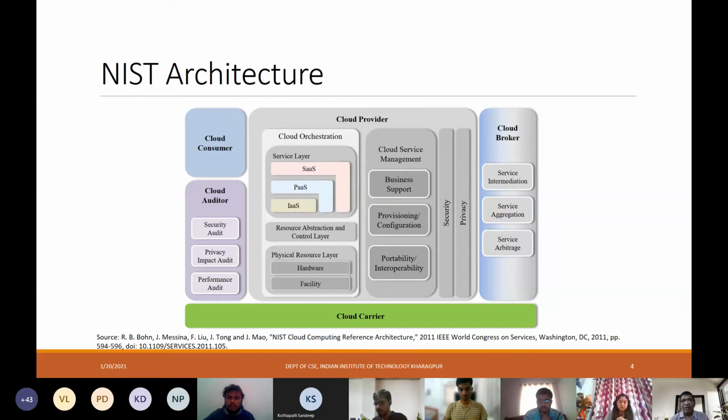So these are the main building blocks of a cloud platform as per the NIST architecture, which is widely used for building cloud systems. And at the very bottom, you have the cloud carrier. So these are the different components of this NIST architecture.